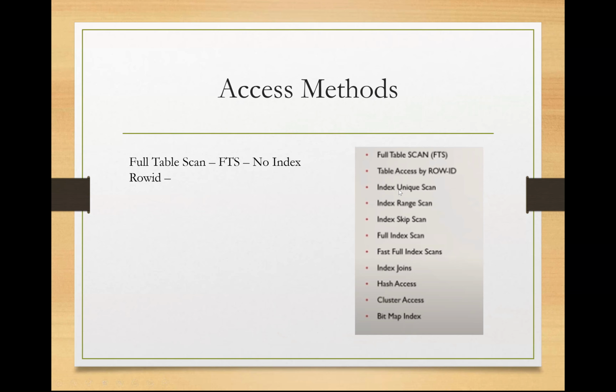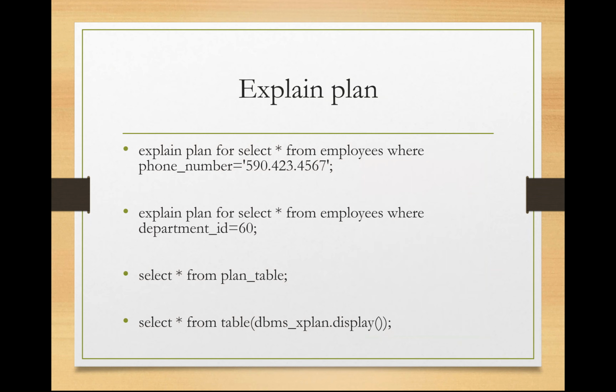So unique index it will go for. Range index means a range of values. If you're selecting where class, some range of values, this value to this value, and that column has been indexed, then it will go for range scan. And index skip: if you use not between or not equal to on an indexed column, then it will go for a skip. And full index, so all the data it will go for. And these are all the different access methods. I will show you, then you'll get a clear idea.